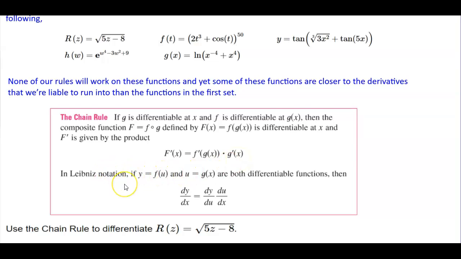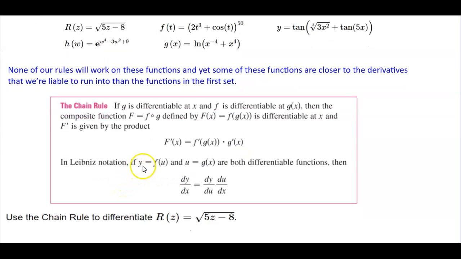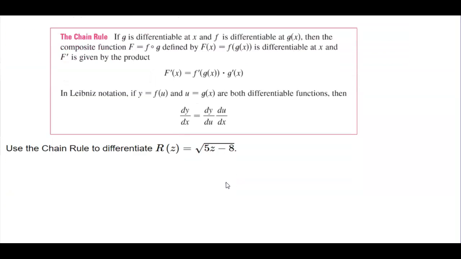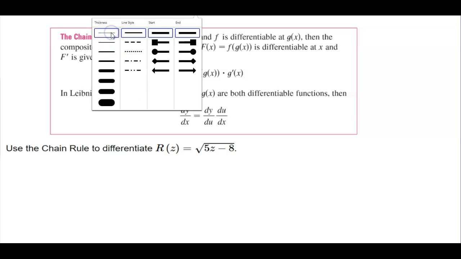Now, in Leibniz notation, if y is equal to f of u and u is equal to g of x are both differentiable functions, then we'd say that dy over dx is equal to dy over du times du over dx. Now, just to apply this, we want to use the chain rule to differentiate the following function. So let's go ahead and do that.